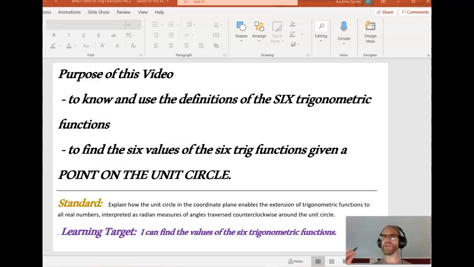All right, we are now about to officially enter into trigonometry. All right, here we go. Purpose of this video: to know and use the definitions of the 6 trigonometric functions.